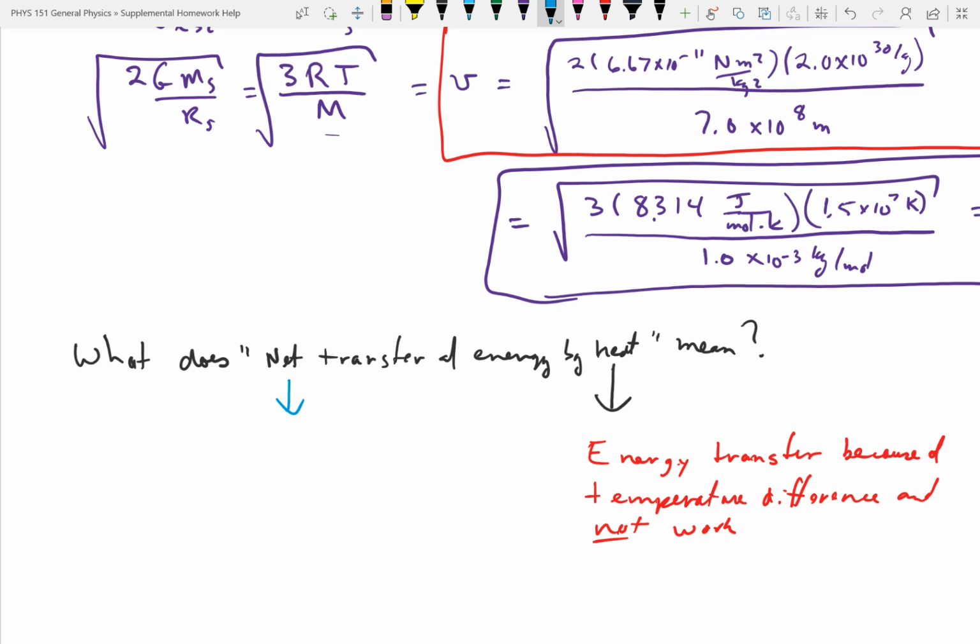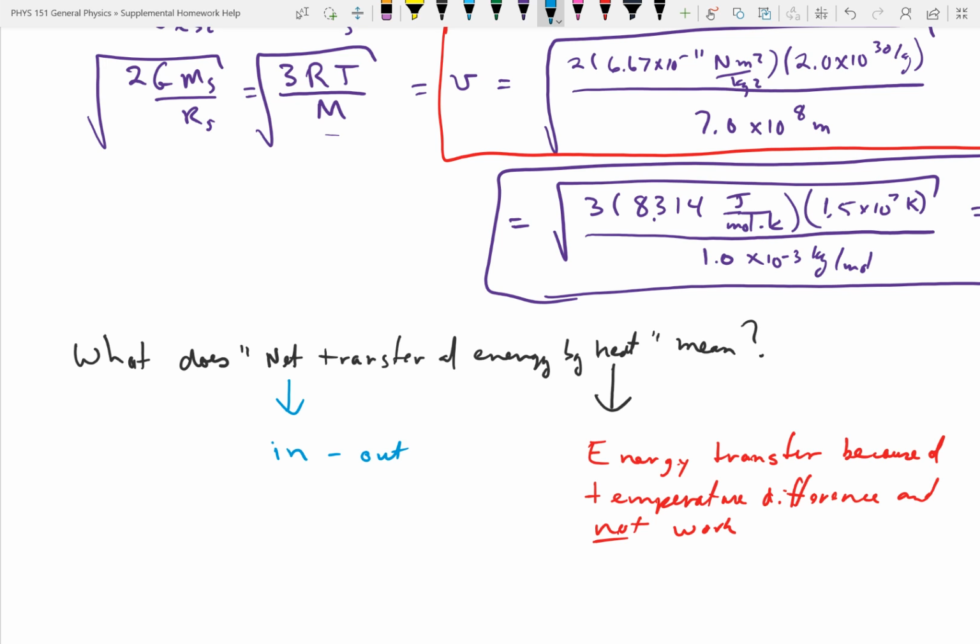Energy coming in. Okay, so that means the net is going to be the in minus the out, because we considered coming in positive. So it's going to be the energy transfer due to temperature difference that's coming in minus the energy transfer due to temperature difference going out is your most complete answer.